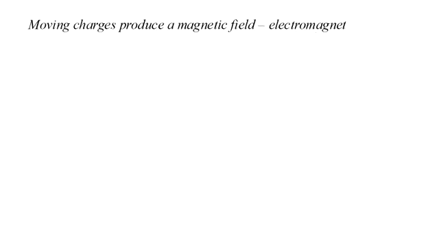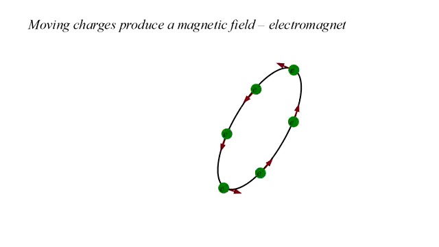Moving charges produce a magnetic field, which is the basis of the electromagnet. Suppose we have a loop of wire with a bunch of electrons moving around it. This will act more or less like a little bar magnet with north and south poles.